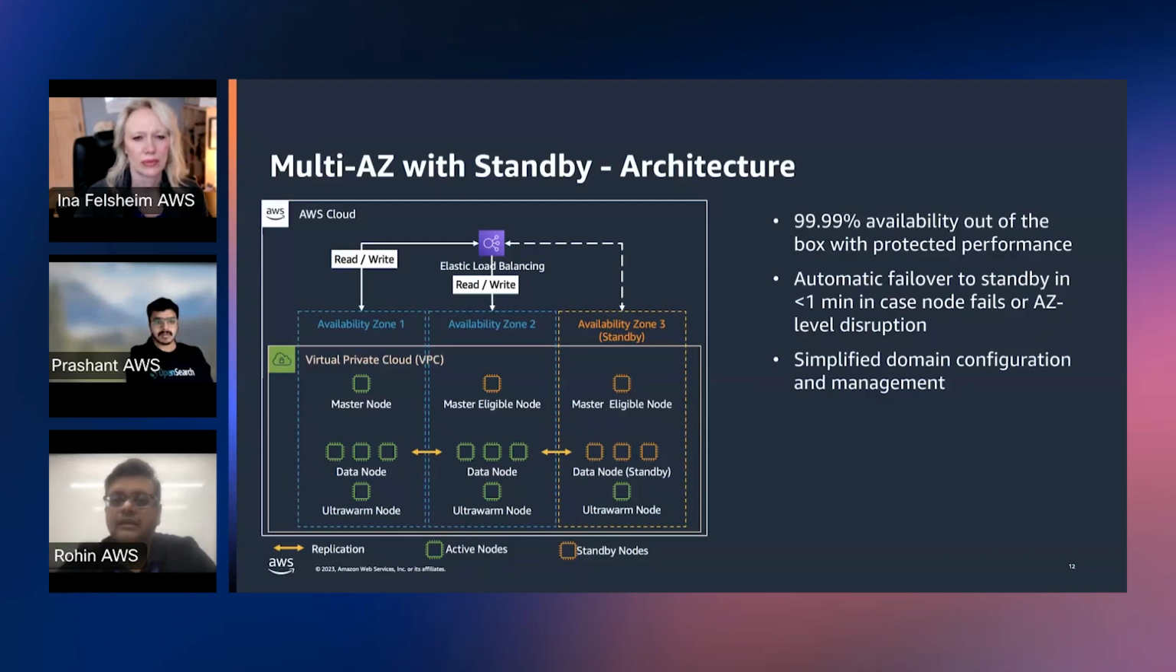And in that minute of failover, you may see some errors, but this is only for the in-flight requests, which have already reached possibly the impacted AZ. But once that failover is complete, any new request will be redirected to availability zone 3, which will then become the active AZ, right?